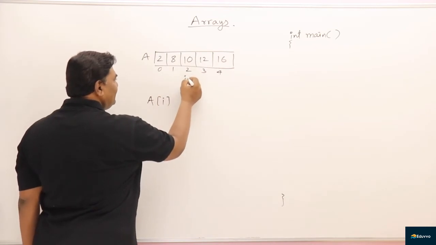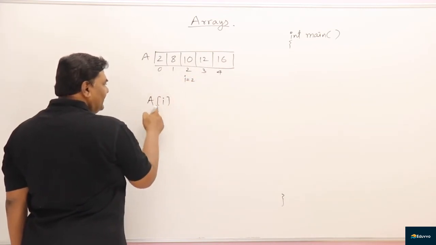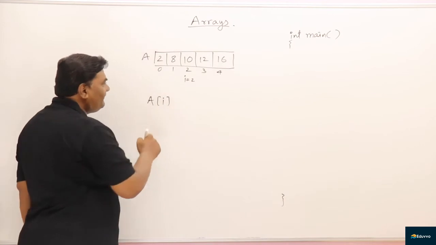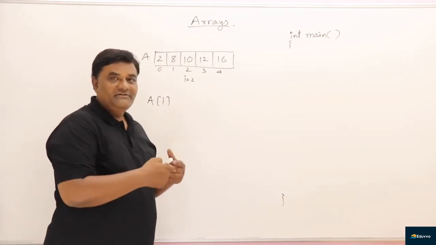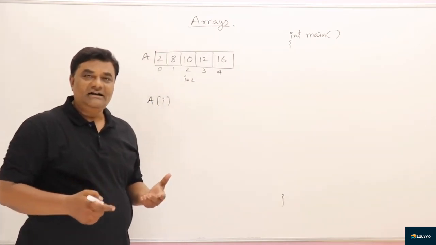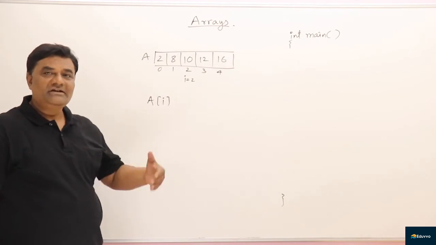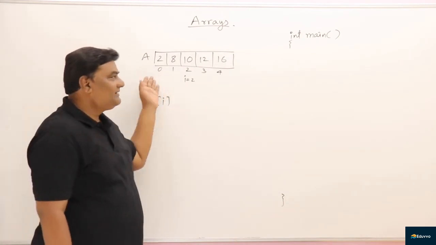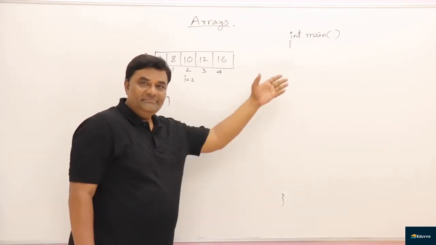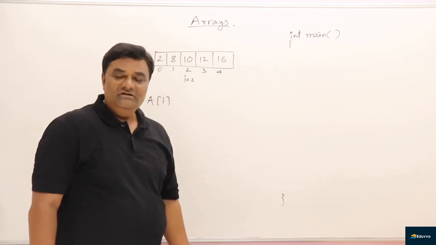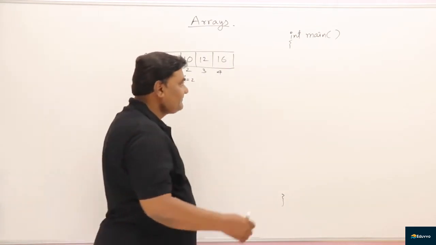Then next I can become 2, so a of 2. So I can just use a of I and keep on changing the value of I. You know very well that a for loop can be used for making the counter. So I is acting as a counter. So let me write a piece of code for displaying all the elements of an array.